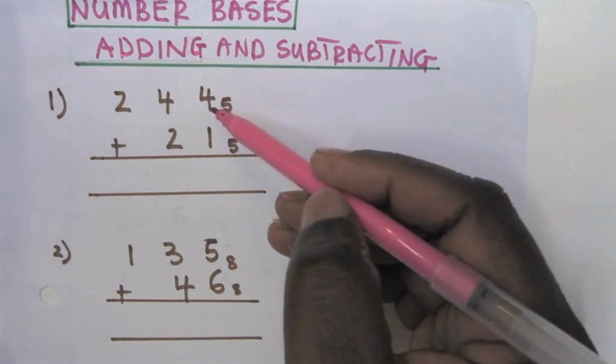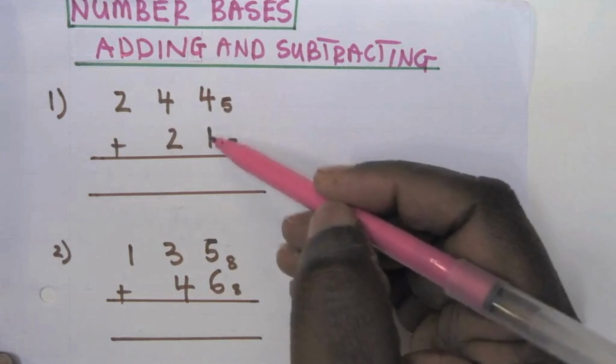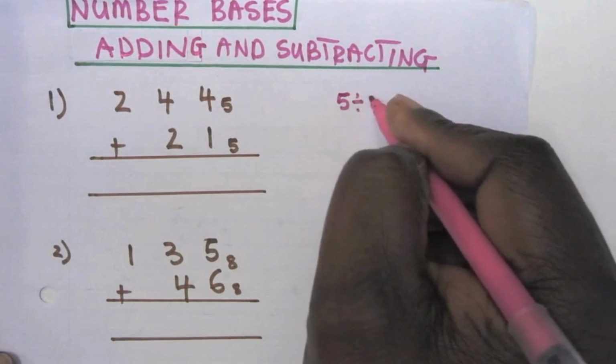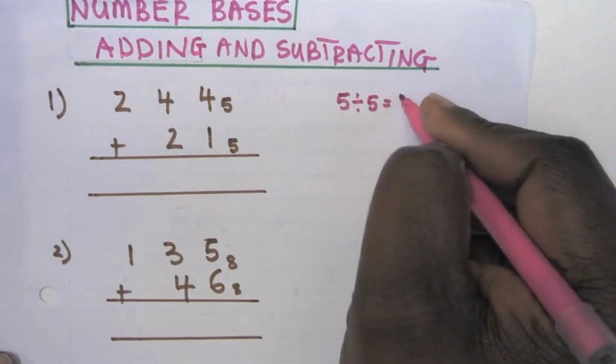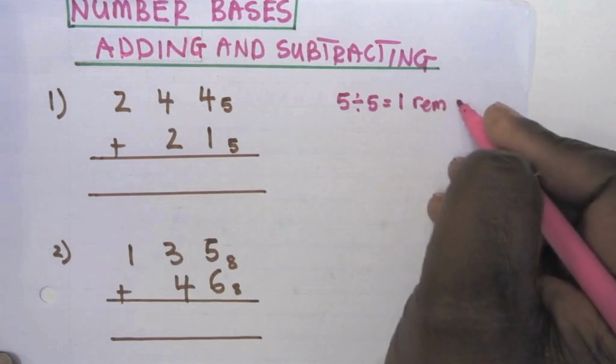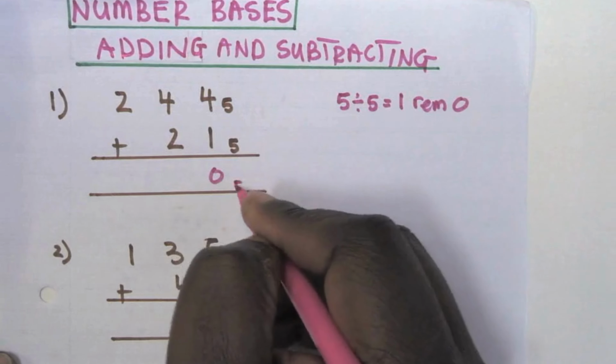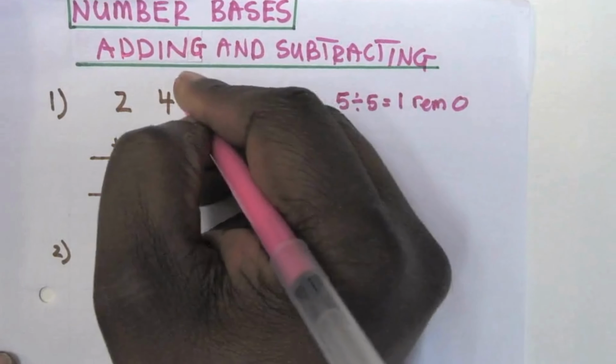So if I add the first column here, I'm going to get a 5. So I must write here 5 divided by 5, and this gives me 1, remainder 0. So I must write the 0, my answer is going to be in base 5, and then I carry the 1.